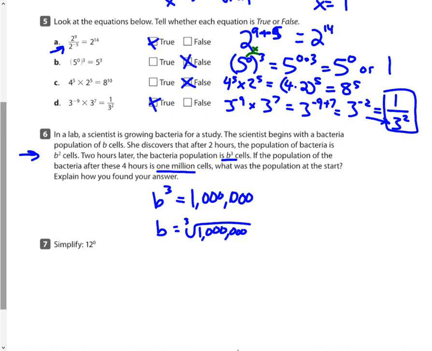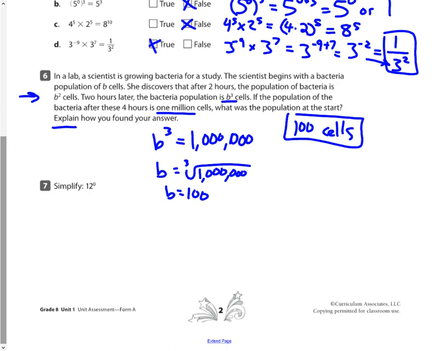Should be 100. So my answer would be 100 cells. You do need to explain, and your explanation could be, if you know that it ends up as b cubed and it ends up as 1 million, you can set it equal to b cubed equals 1 million, and then solve it. All right, last one on this page, 12 to the 0 power.